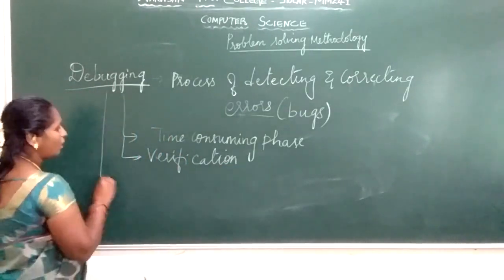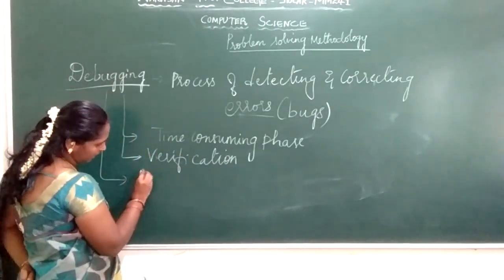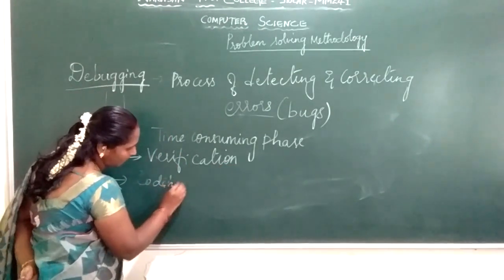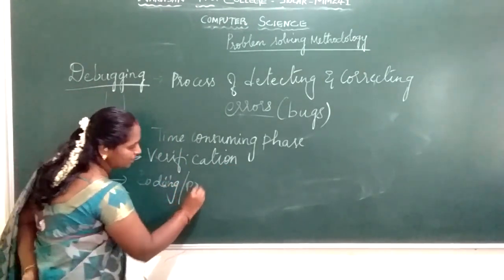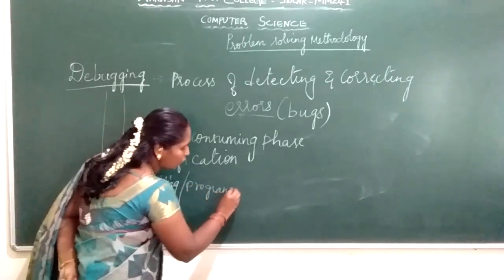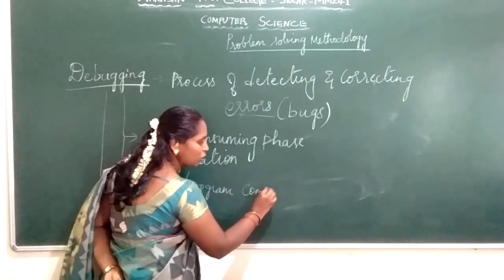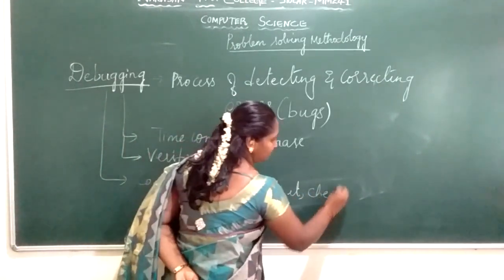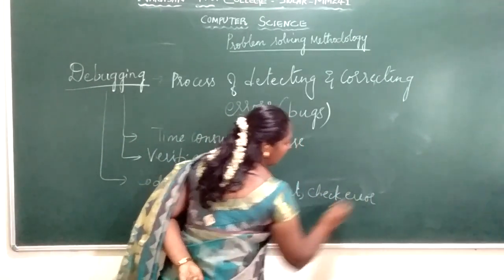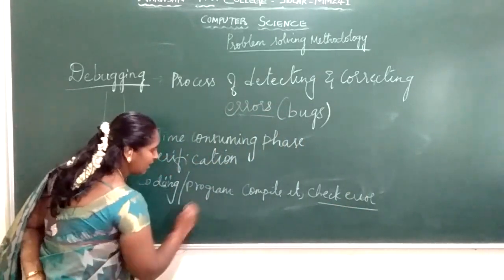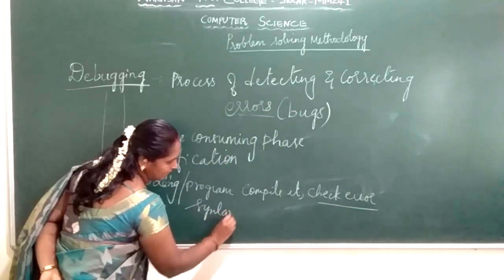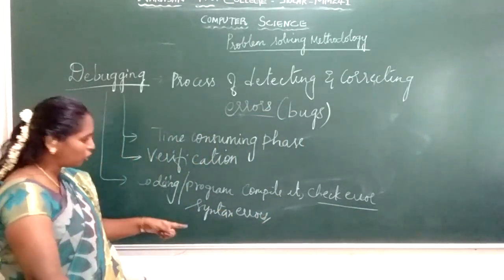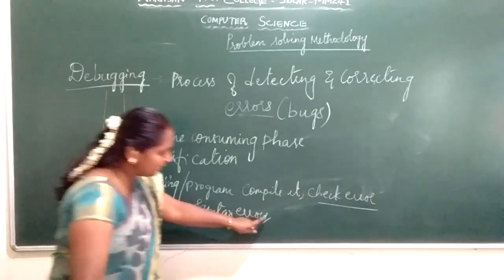And in debugging, what it takes is, after the coding is done and the program is developed, you are going to compile it. When you compile, you are going to check for the errors. During compilation, you are going to check the errors. Such an error we call syntax errors. You are going to study different types of errors in the upcoming topics.